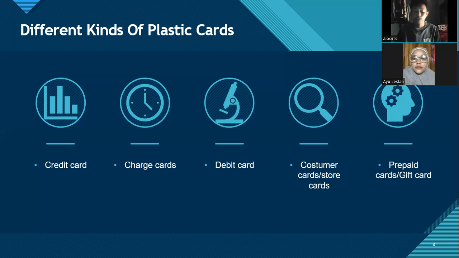Let's go with the last one of the different kinds of plastic cards: prepaid cards or gift cards. There are three terms in prepaid cards or gift cards that we know. The first term is that the card is topped up with credit before use. The second term is no credit or installment facility. And the last one is open system, with access such as American Express, Visa, MasterCard, or closed system.